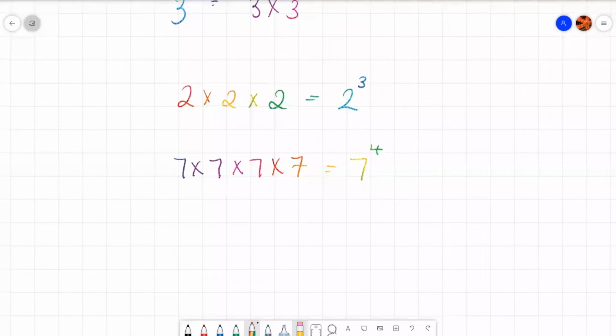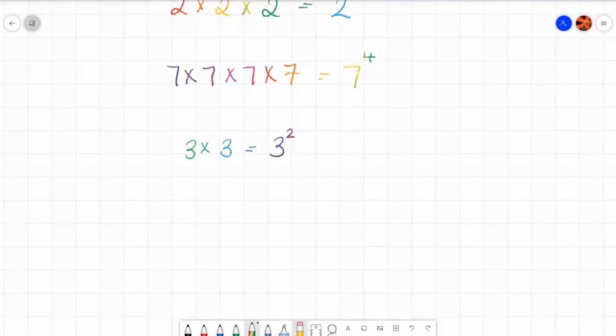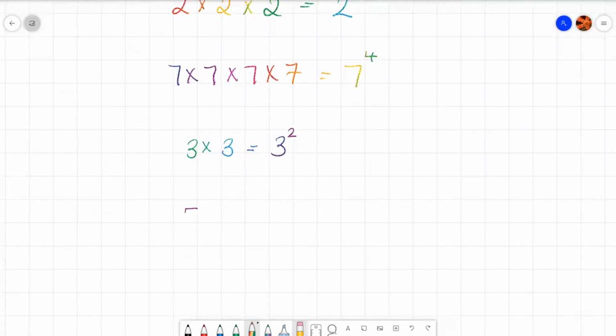If we had 3 times 3, we would write it as 3 squared. Next we would write 5 times 5 times 5 times 5 times 5. 1, 2, 3, 4, 5. So 5 to the power of 5, and that is what a power is. You can work them out by all means.